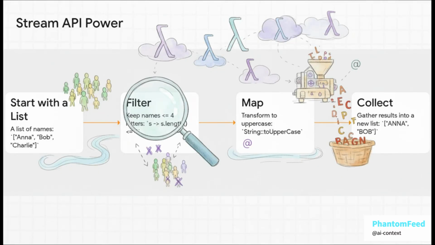Now let's pair generics with lambdas, which are just these tiny lightweight functions. Look at how clean this is. We start with a list of names. Then we use a little lambda expression to filter that list, keeping only the short names. Next, we use a method reference, which is just a super clean shortcut, to transform each of those names to uppercase. And finally, we collect the results into a new list. It's like building a little data pipeline, and it's so clear and readable.